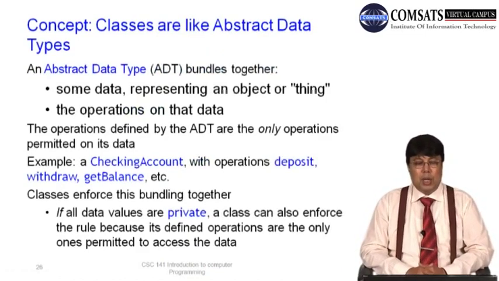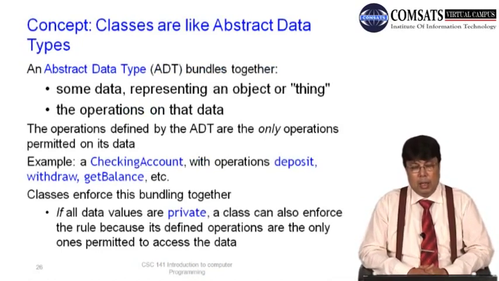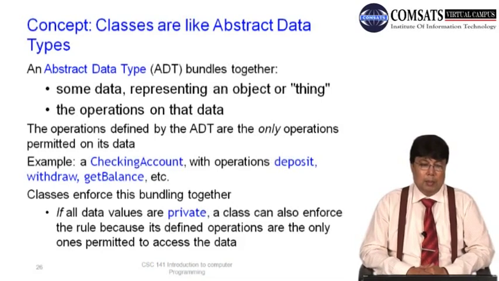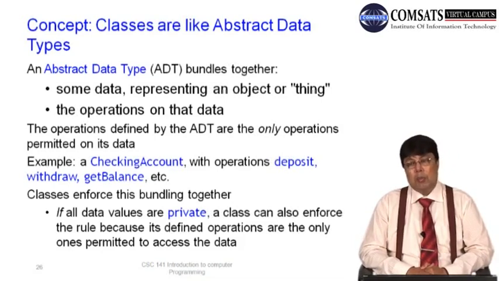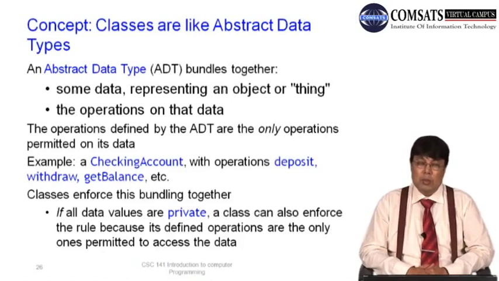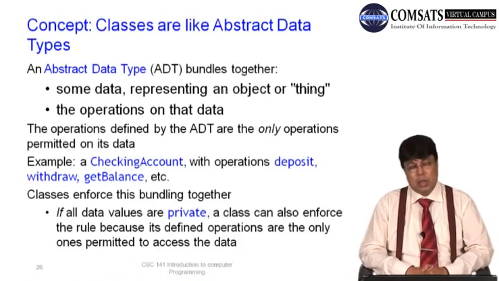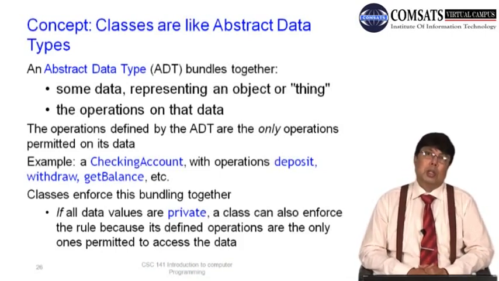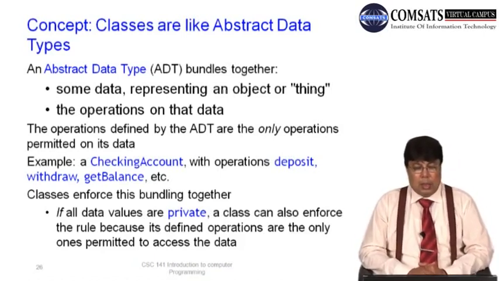So classes are like abstract data types. This is another concept which is available in object-oriented programming. An abstract data type bundles together some data representing an object, meaning the attributes of that particular data. The operations that can be performed on the data can also be associated with it, as we have just talked about. So the operations defined by an abstract data type are the only operations that are permitted on the data. Okay, for example, a checking account with operations deposit, withdraw, and get balance.